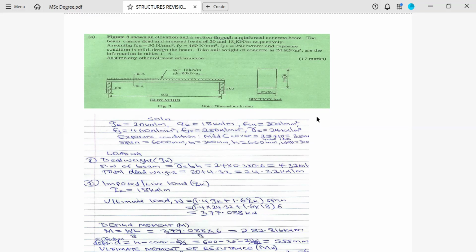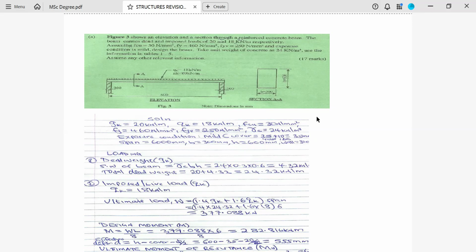The question reads: show an elevation and a section through a reinforced concrete beam. The beam carries dead and imposed loads of 20 and 18 kilonewton per meter respectively, assuming FCU 30 Newton per millimeter squared, FY 460 Newton per millimeter squared, FYV 250, and exposure condition is mild. Design the beam. Take unit weight of concrete as 24. Use the information in the tables provided. Then assume any other relevant information.